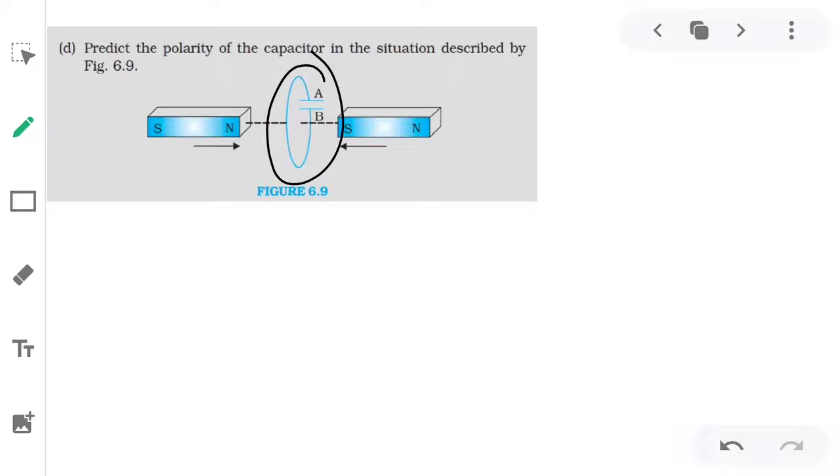This is a coil here. And in the coil they have attached one capacitor, that is an uncharged capacitor, a neutral capacitor is here. Right? They are asking that if you move the magnet, what will be the polarity on A and B? It's a very important question because most of the students get confused in this.